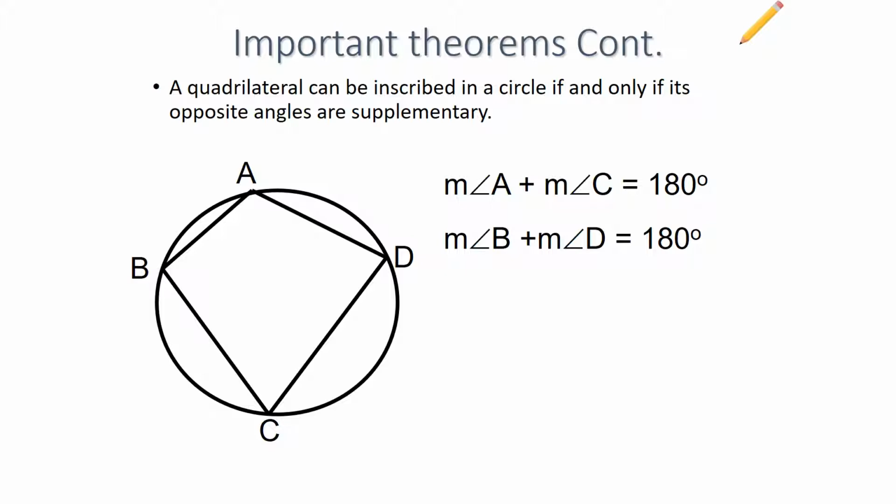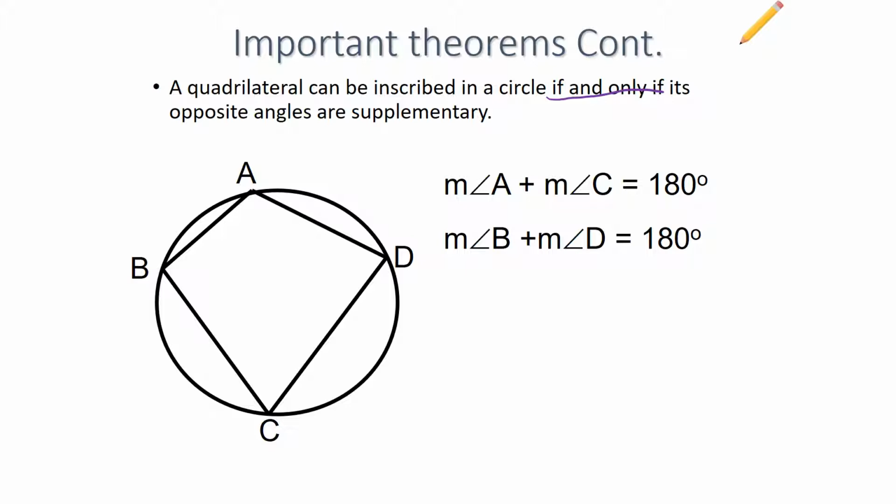And we have one more important theorem, so we're just continuing these theorems in our notebook. A quadrilateral can be inscribed, or inside of a circle, if and only if its opposite angles are supplementary. Remember that when we say "if and only if," it works both ways, just like an equation sign. So if opposite angles are supplementary in a circle, then there's probably a quadrilateral inscribed in that circle somewhere.